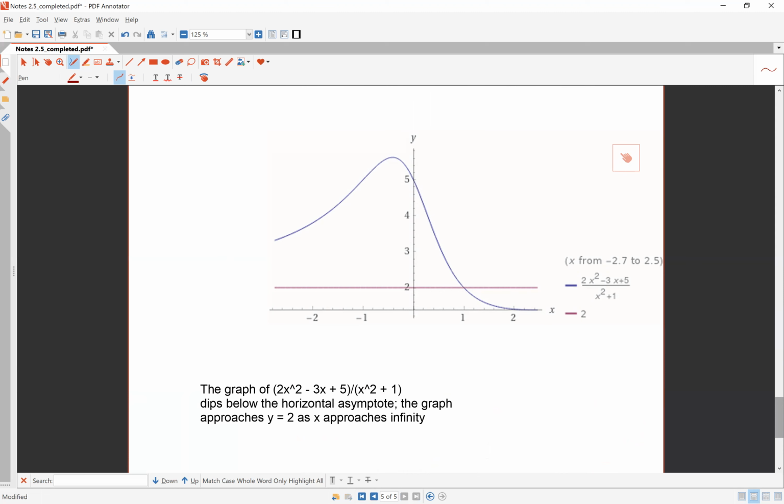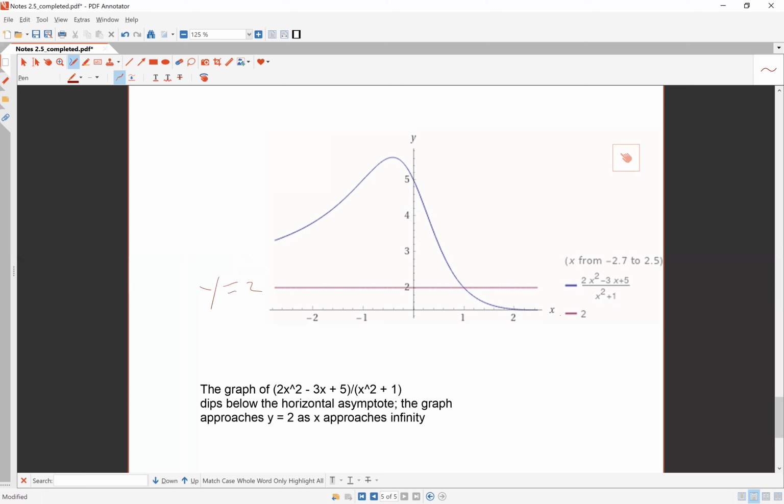And so there you see this line, y equals 2. Initially, for small x near 1 or something, the graph dips down. But of course, I'm only graphing to x equals 2.5. For much larger x, it's going to start going back up again and start approaching the line y equals 2.